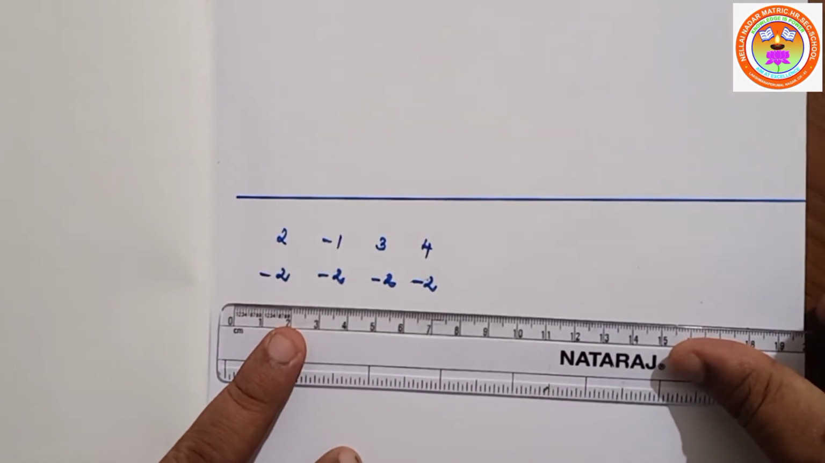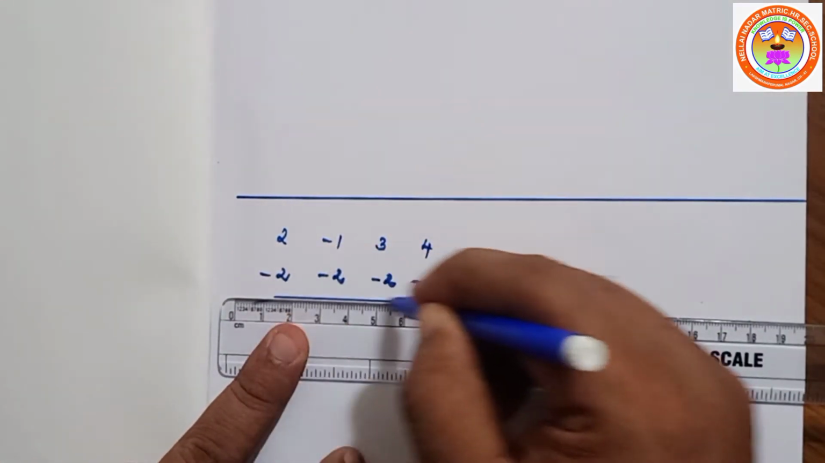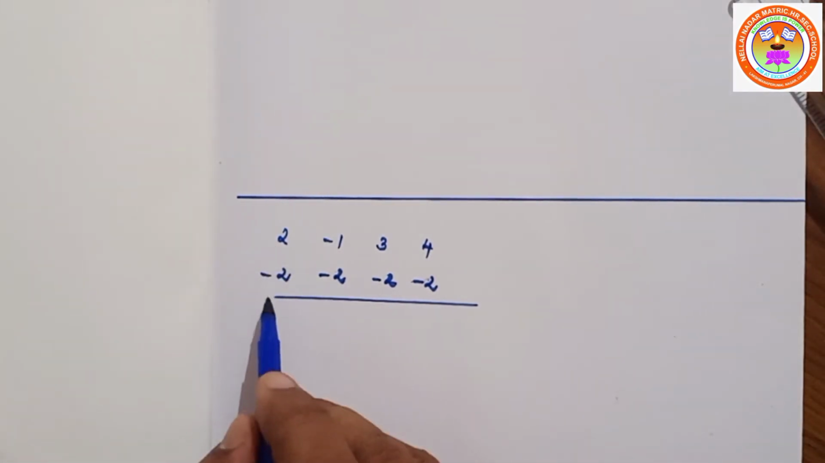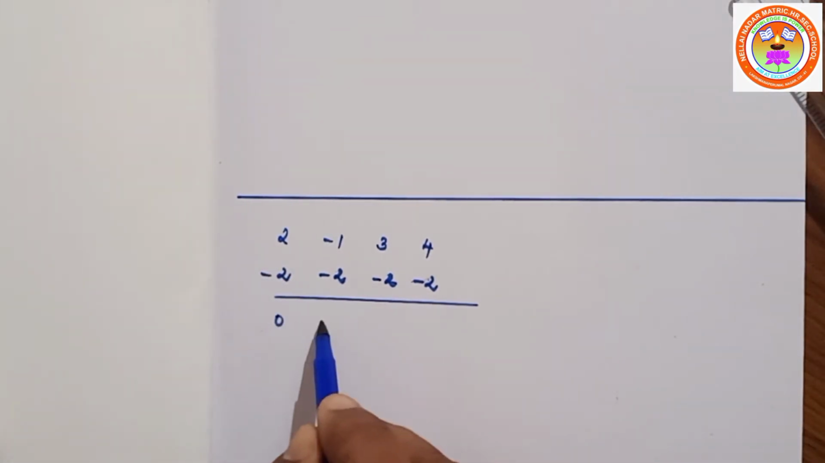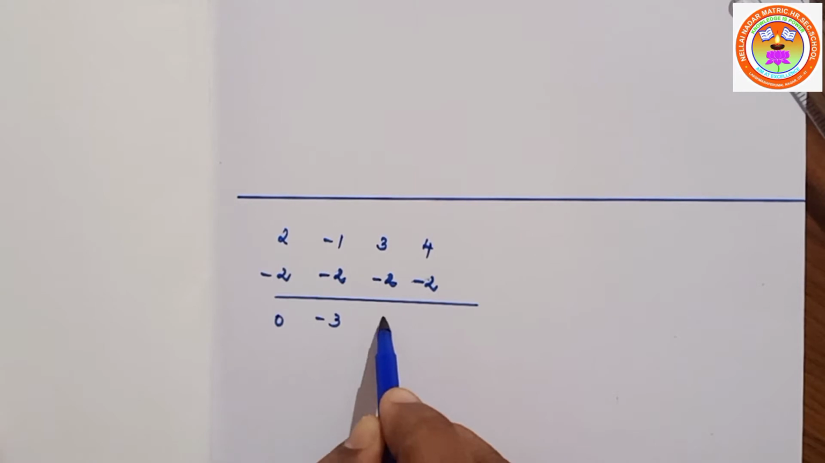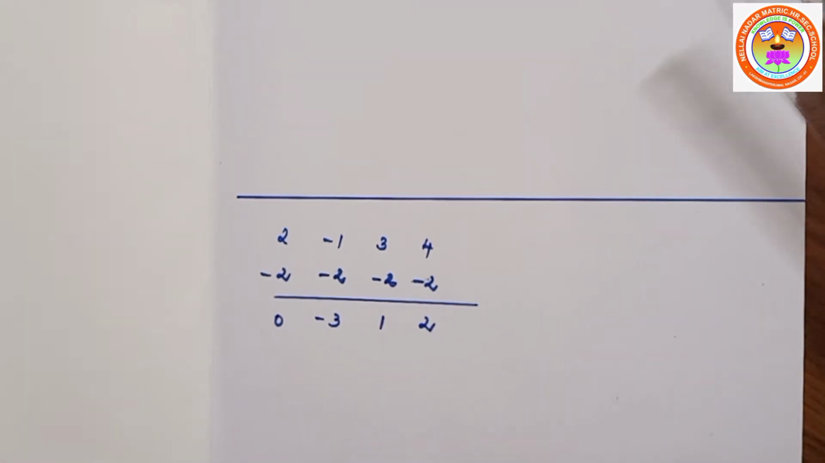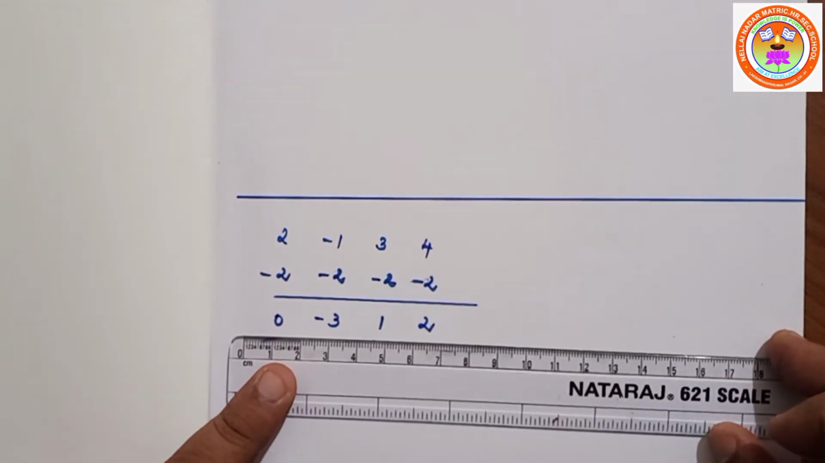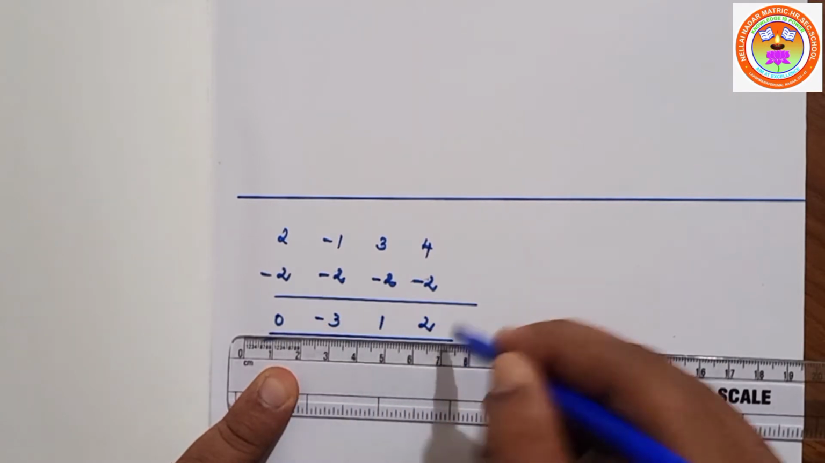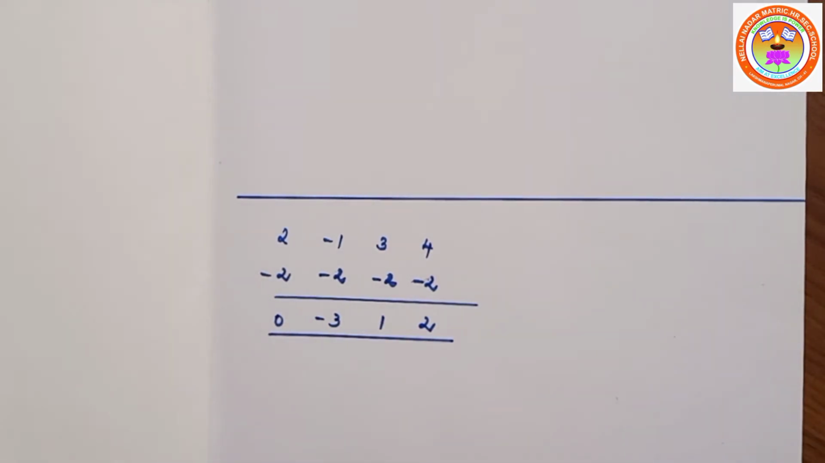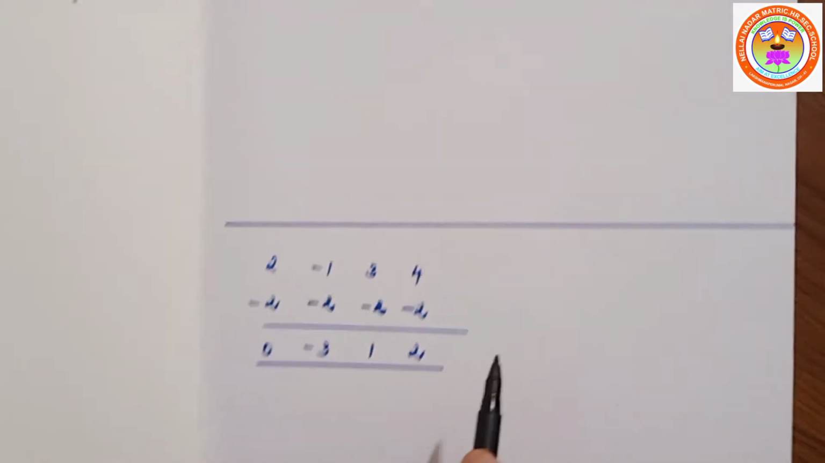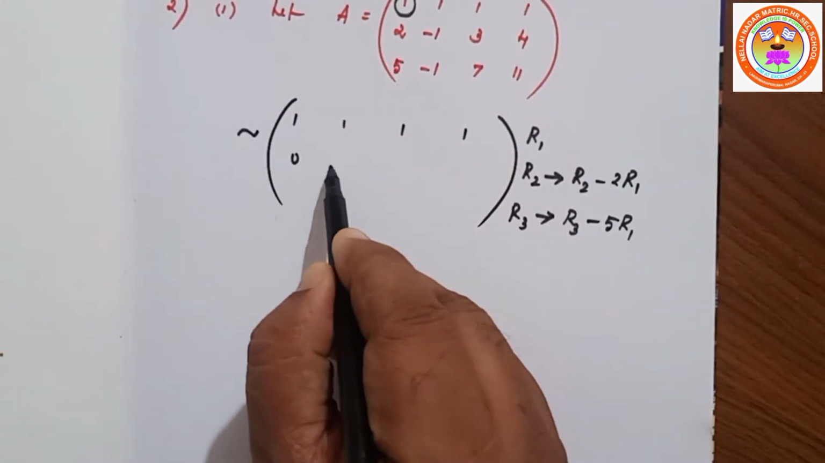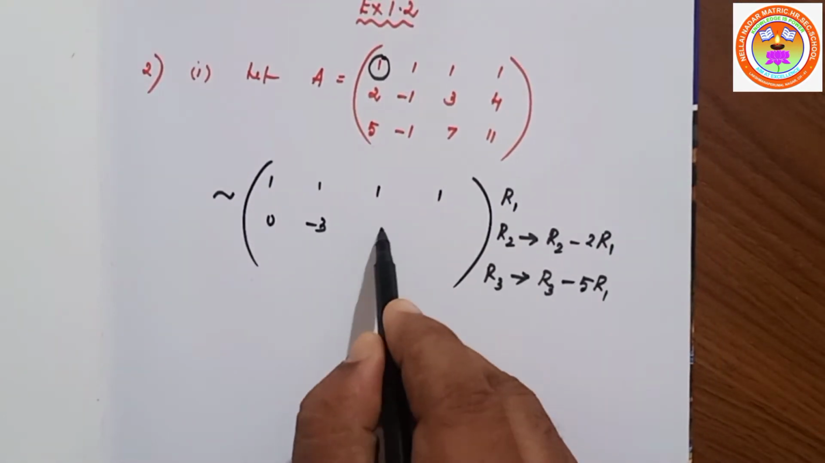Now do the calculation. So 2 minus 2, 0; minus 1 minus 2, minus 3; 3 minus 2, 1; 4 minus 2, 2. So 0, minus 3, 1, 2. Right over here: 0, minus 3, 1, 2.